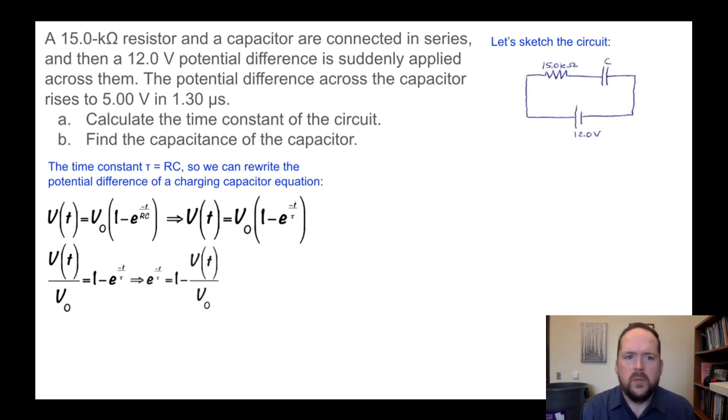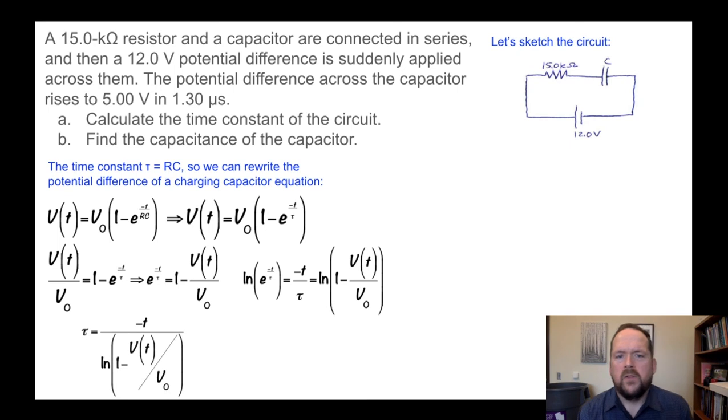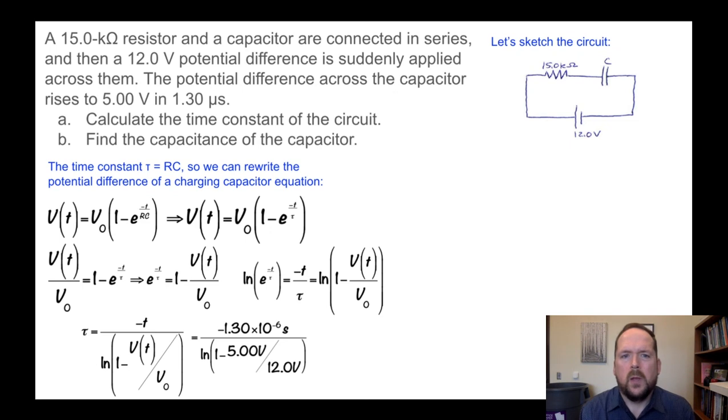Then I'm going to do what I did previously, put the exponential term on the left, take the voltage ratio over on the right, take the natural log of both of those sides to undo the natural exponential function. That'll just leave me with minus t over tau equals the natural log of 1 minus that voltage ratio. And then if I solve for tau, tau is going to be minus t over the natural log of 1 minus that voltage ratio. Then I can plug in my numbers.